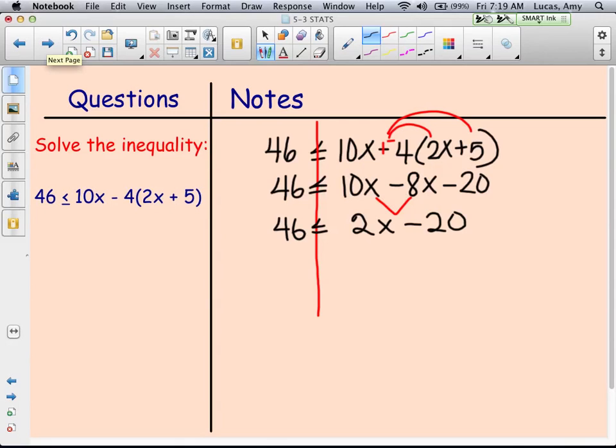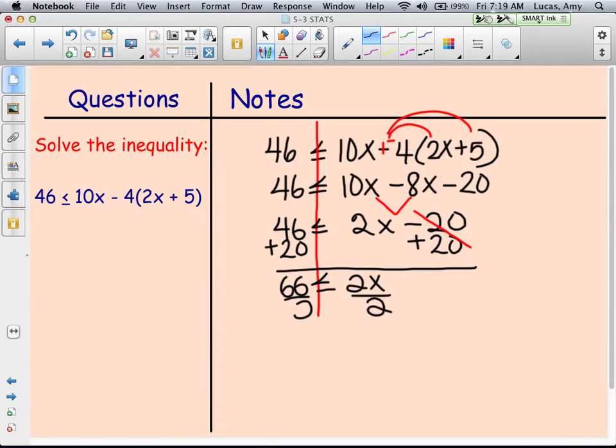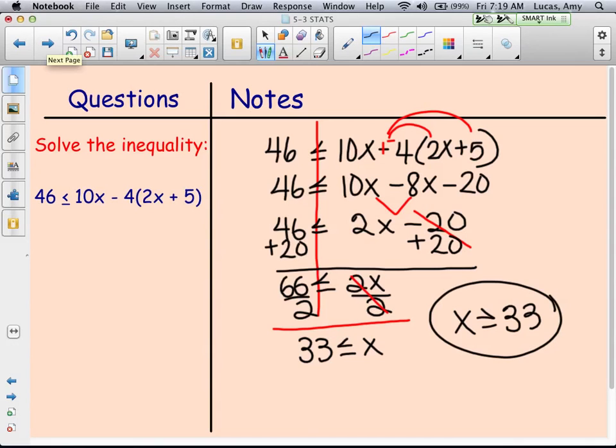And now I have 2 steps left. Add 20 to get 66. And then divide by 2 for the final answer. 33 is less than or equal to x. And if I flip it, x is greater than or equal to 33. Now, there's no reason to flip a symbol on this problem because by action steps, we're just adding 20 and dividing by positive 2. So if you divide by positive 2 or add 20 on both sides, you don't flip your symbol.